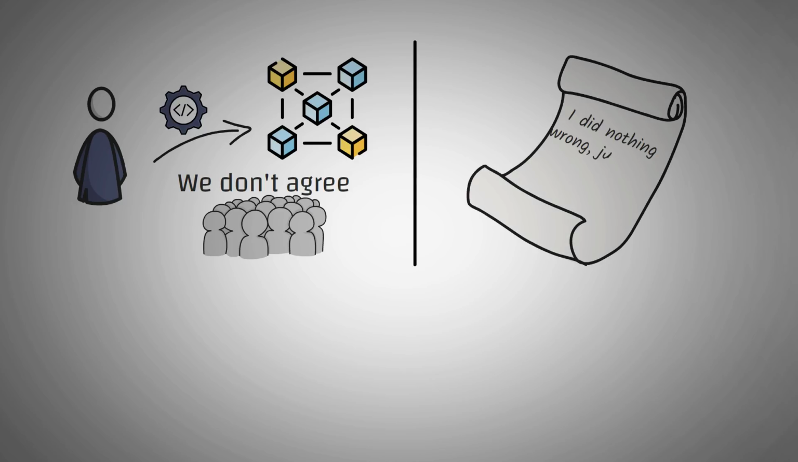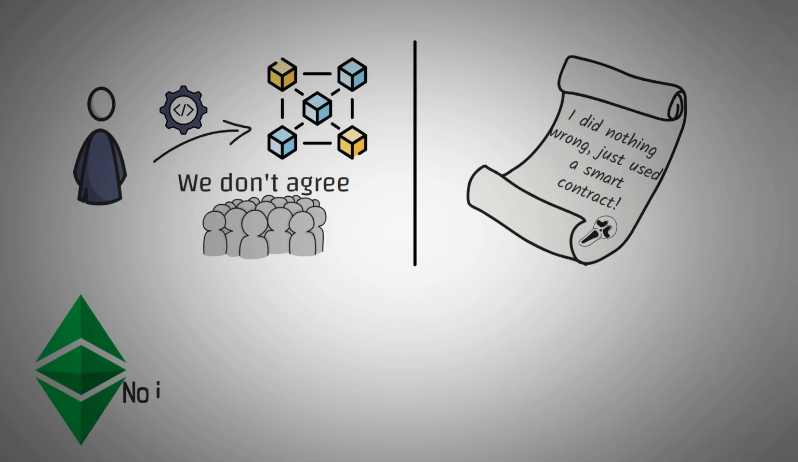In his opinion, he just used a smart contract as it was written. He just used some code that someone else wrote, and it allowed him to do something that benefited him. If you think about it, throughout our entire lives, isn't that what we're all doing? Ethereum Classic proponents say that you can't do anything immoral on the blockchain.